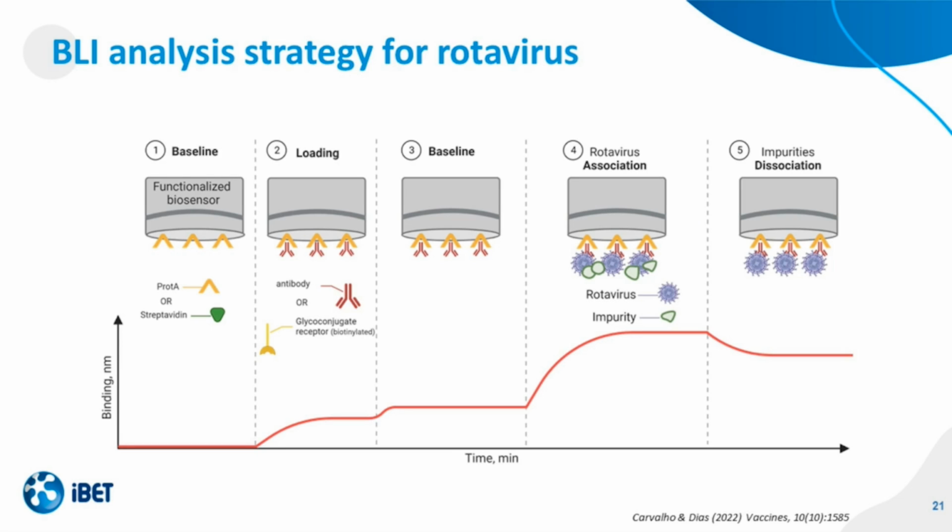This, as I mentioned, results in a shift in the wavelength, and it is this difference that we are measuring here. Depending on the type of sample, if we are using a crude or a final product sample, there are impurities that can be removed during the dissociation process.